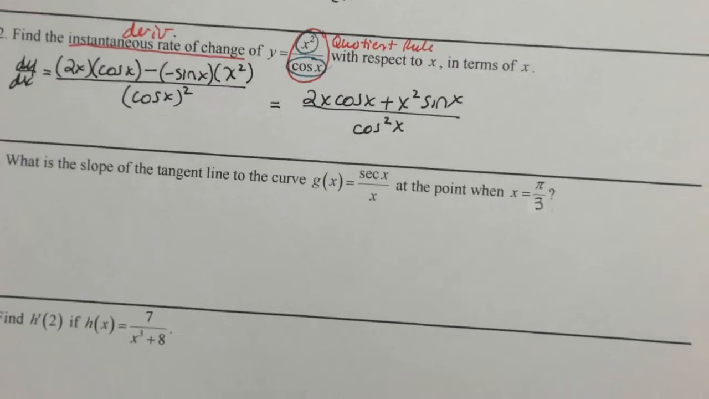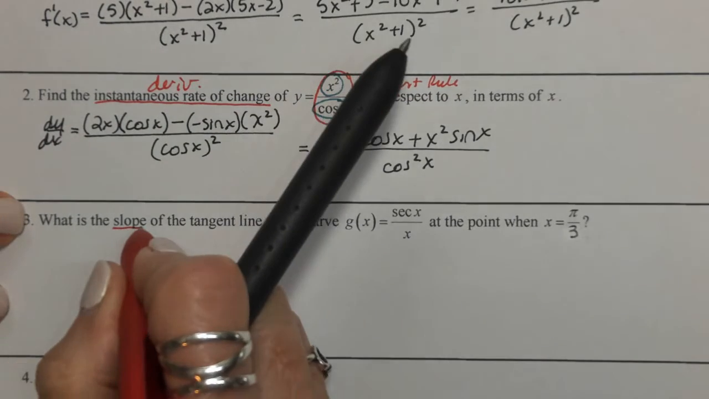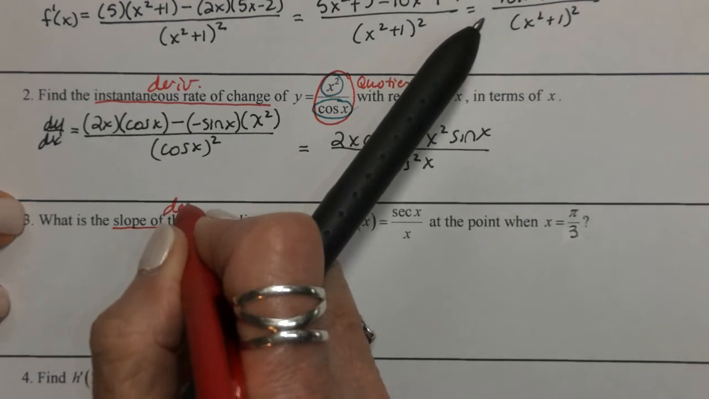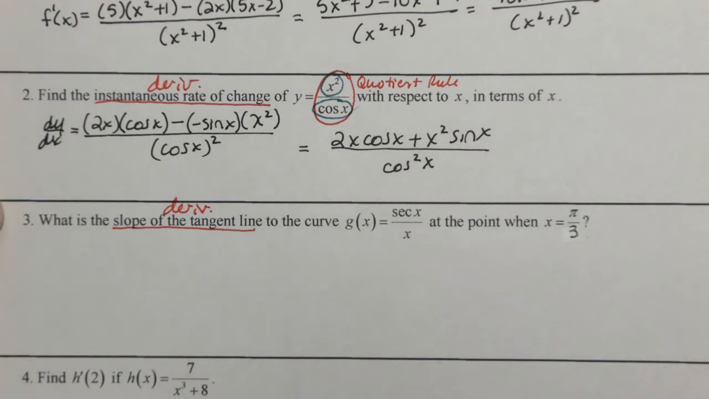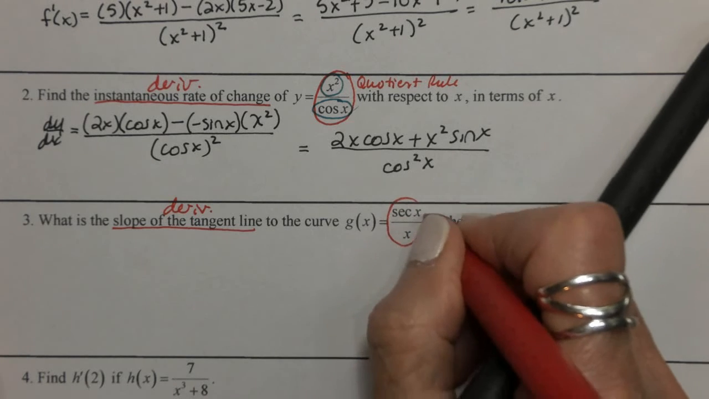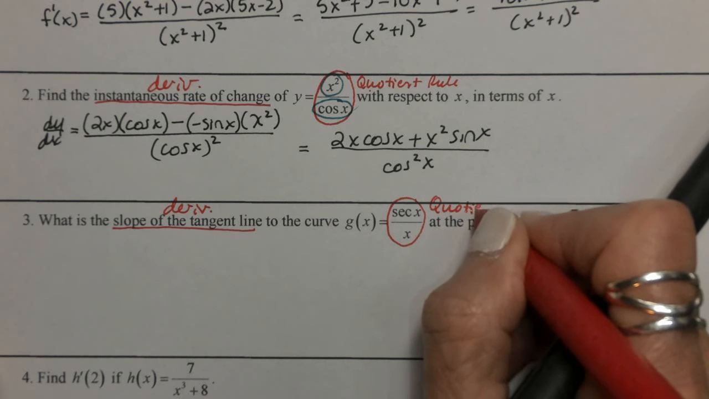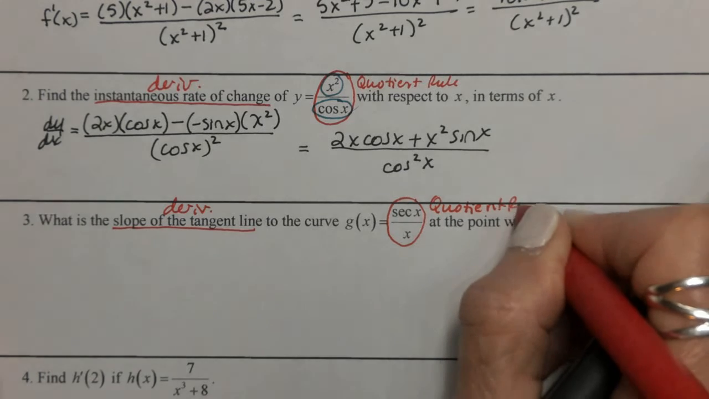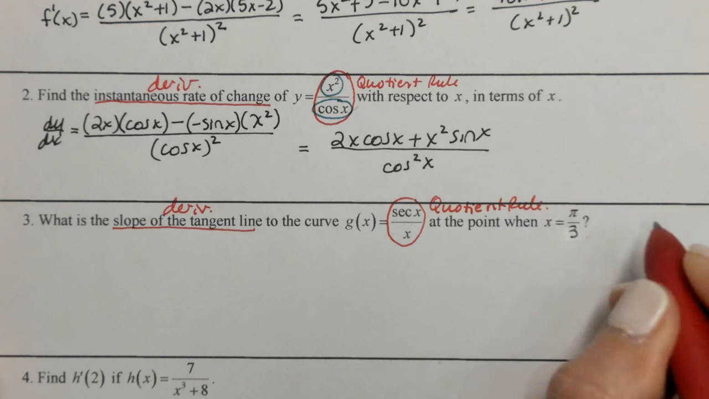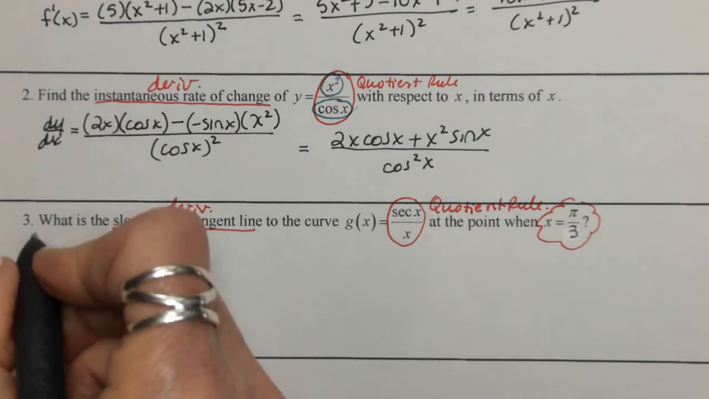Okay, number 3. What is the slope of a tangent line? It's another word for derivative. To this curve g at the point when x is pi over 3. Well, I see a quotient, two terms being divided, so I use the quotient rule. At the end, we'll plug in x is pi over 3.